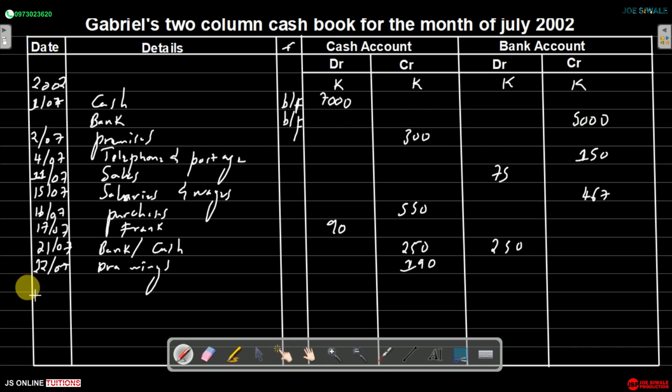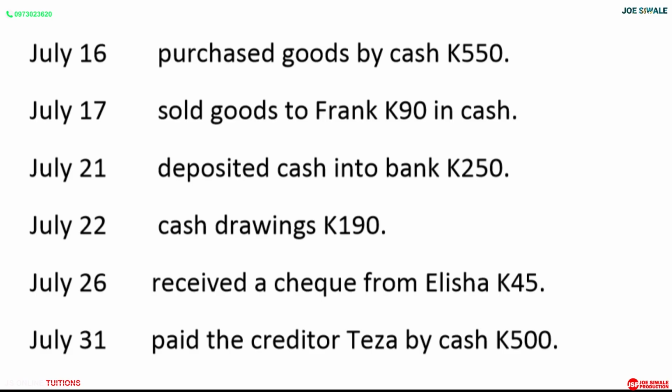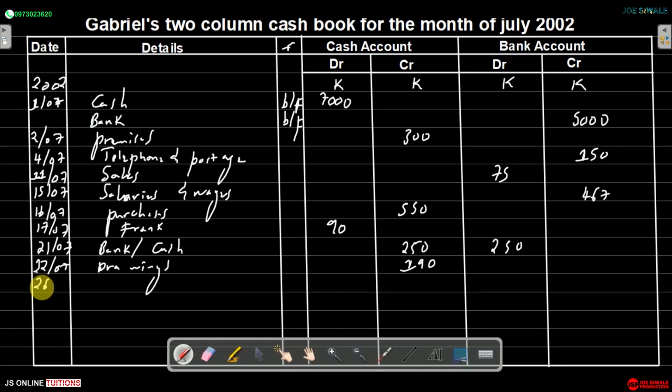Then on the 26th of July, received a check from Elisha amounting to 45 kwacha. So this type of transaction is bringing money into the business, and that means that we are going to debit the bank account. So 26th of July, in our details, we're going to say Elisha. We're going to debit that amount, which is 45.